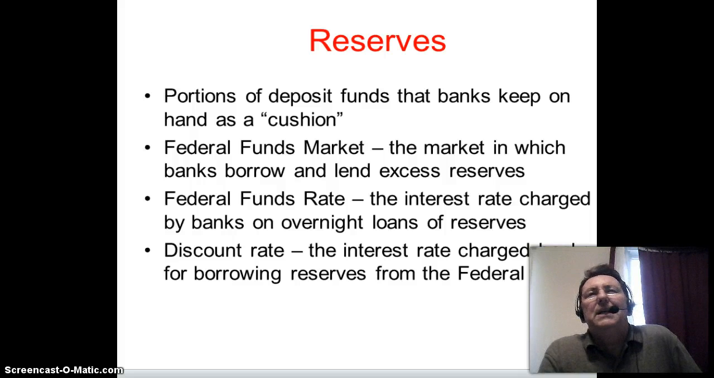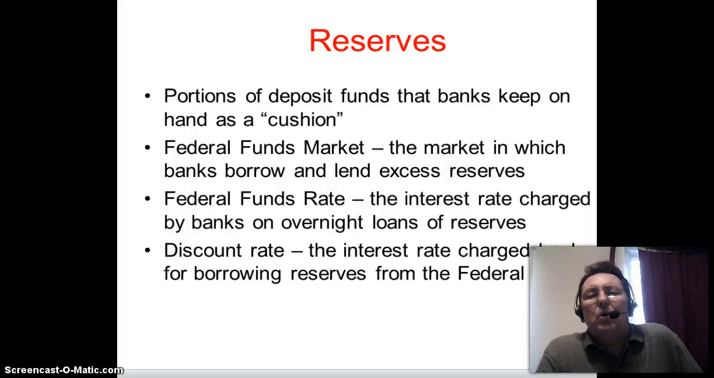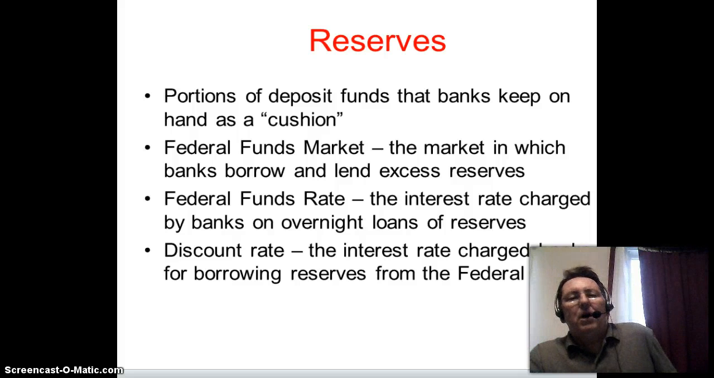In a similar vein, the discount rate, that's the rate of interest that the central bank itself, the Fed, would charge any of the district banks for any direct loans of reserves. So if the Federal Reserve Bank makes a loan to the Federal Reserve of Chicago, it would charge the Chicago Bank the discount rate.